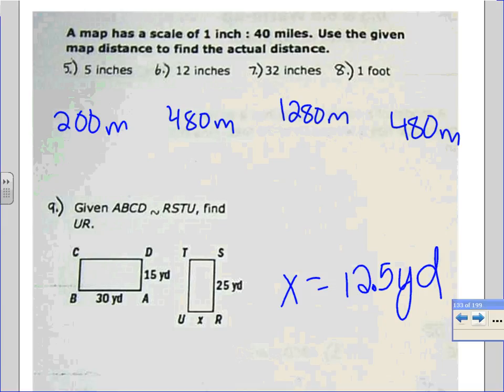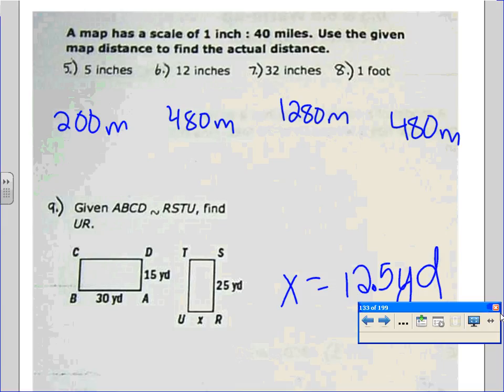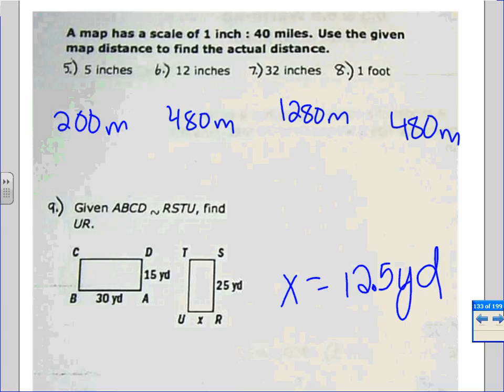Okay, number 9, first thing you need to do is redraw this. Did you redraw this first? Okay. So I'm going to cross this off. We have A, B, C, D. We want our other one to be R, S, T, U. Did you do it that way? You know UR is X, and you know SR is 25 yards. So one proportion you could have is 15 over X equals 30 over 25. What did you have for your proportion?